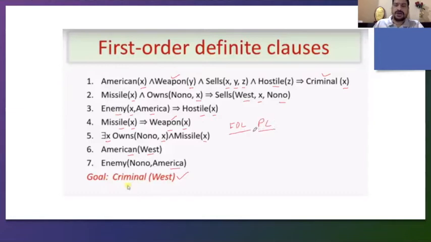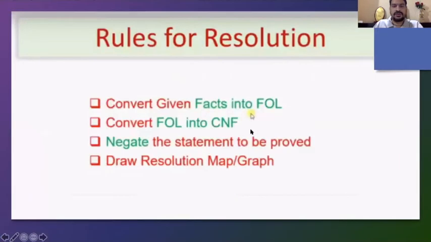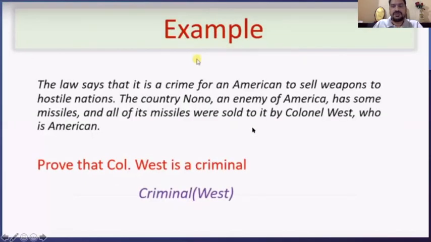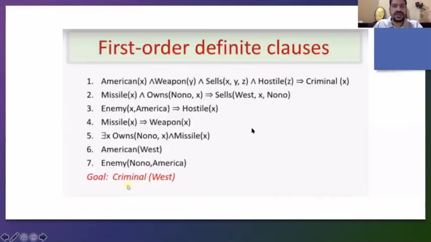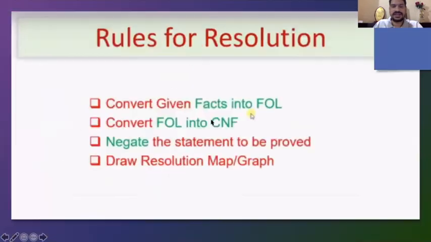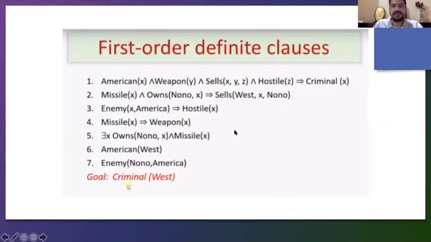Now for the example in the resolution, we have to prove it by resolution. So for that, first we have to convert the sentences to first order logic, and then the next step is to convert this first order logic into CNF. And what is CNF? CNF is called conjunctive normal form. So in that we have to change.